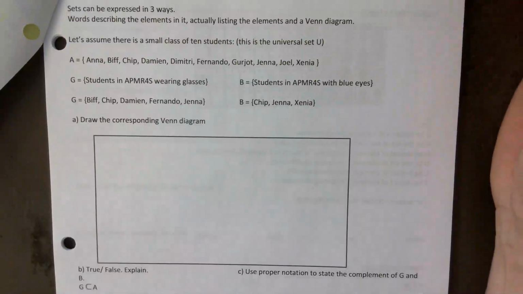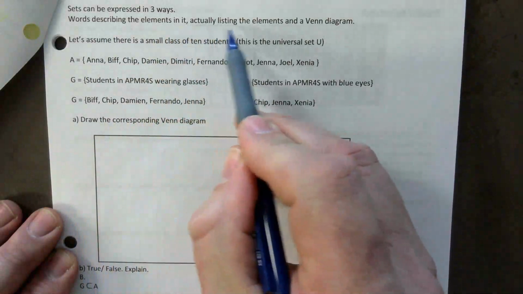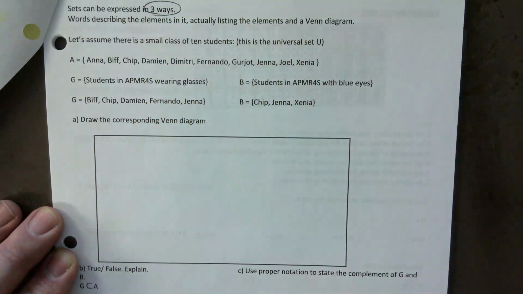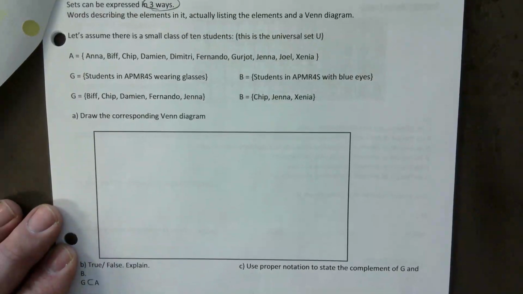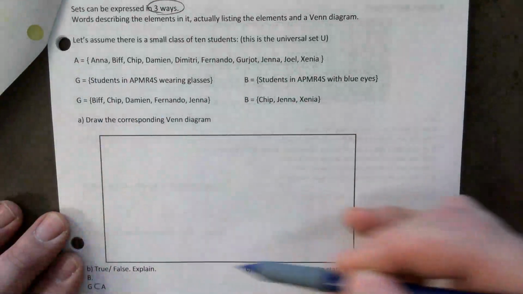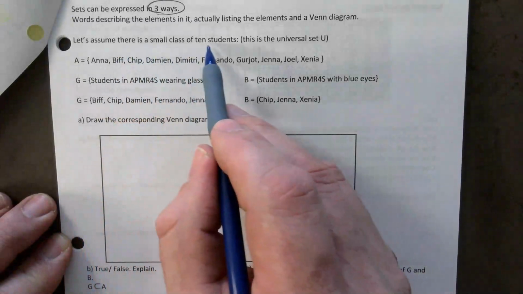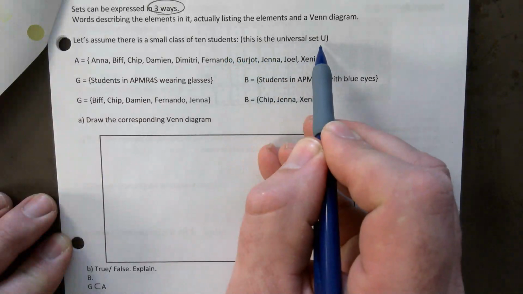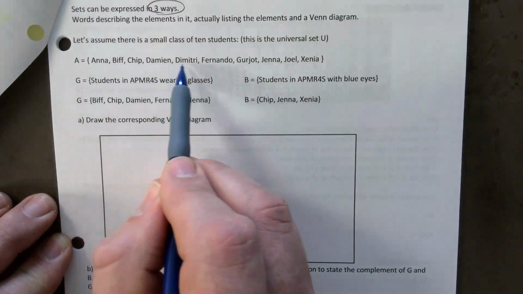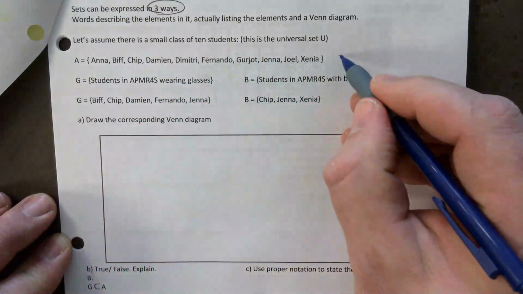Sets can be expressed in 3 ways. Words describing the elements in it, actually listing the elements, and a Venn diagram. Okay? So 3 ways that sets can be presented to you. The most common is where they tell you what's in it. So watch. So we're going to fill this in as a Venn diagram. Okay? So pay close attention to this. Let's assume there's a small class of 10 students. This is the universal set. And so here it is, Anna, Biff, Chip, and notice that it's arranged alphabetically. So 1, 2, 3, 4, 5, 6, 7, 8, 9, 10. So this is the universal.